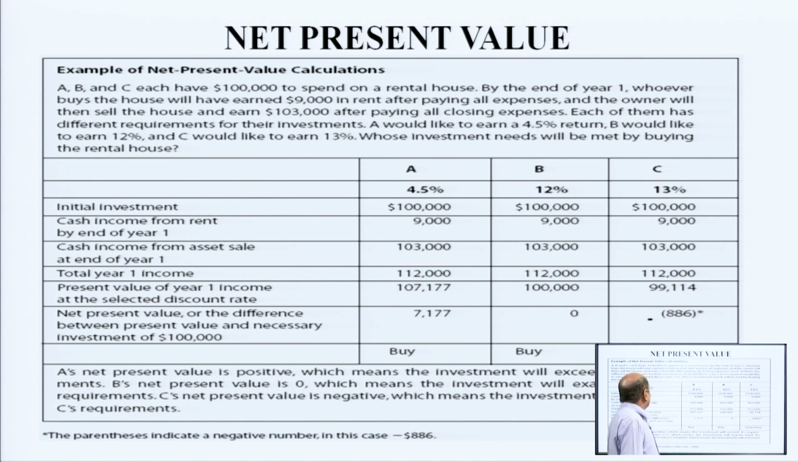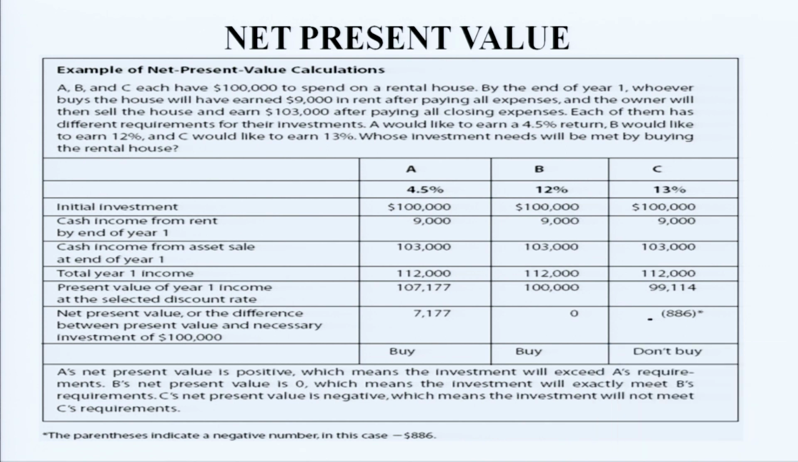Each of them has a different requirement for their investment. A would like to earn 4.5% return, B would like to earn 12% return, and C would like to earn 13%, whose investment need will be met by buying the rental house. So, this is the example we see here. This is A, B and C.